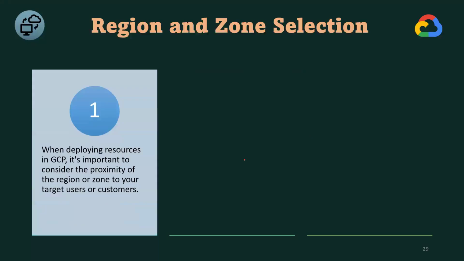The very first point is, whenever creating or deploying resources in GCP, it is important to consider the proximity of the region or zone to your target users or customers. It is important to consider the proximity of the region or zone to your target users or customers.